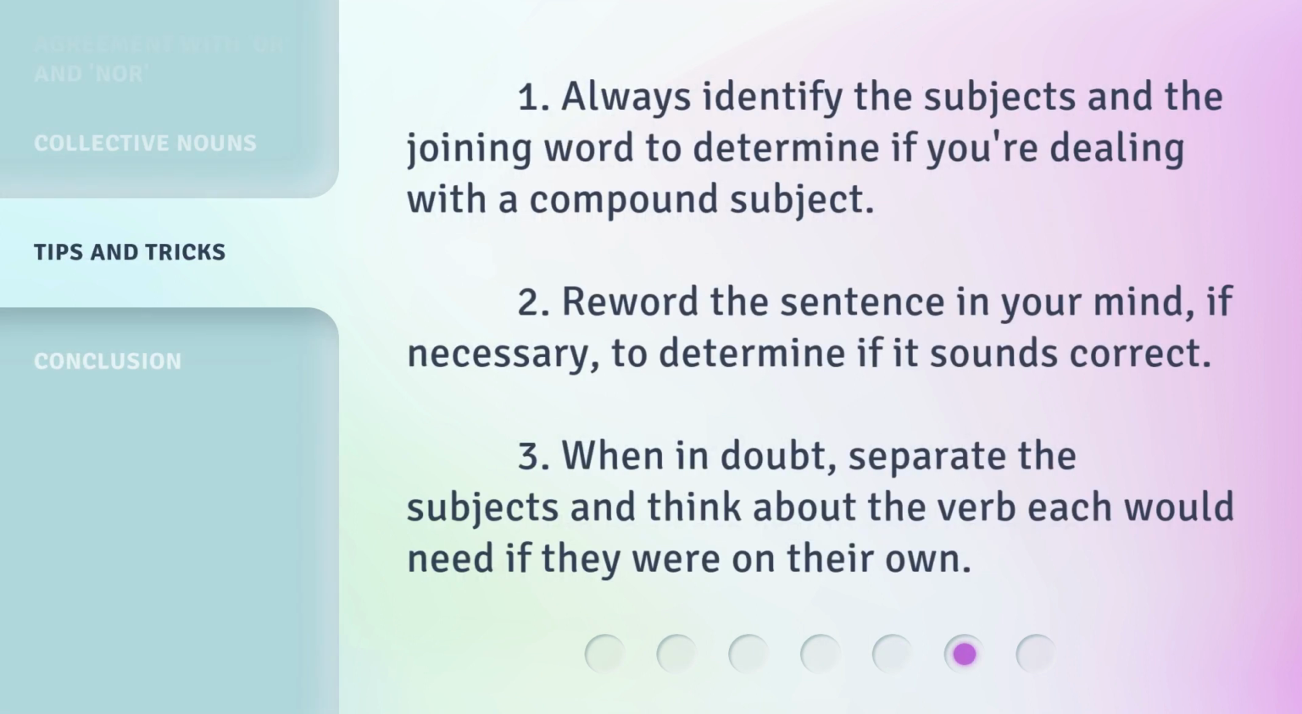1. Always identify the subjects and the joining word to determine if you're dealing with a compound subject. 2. Reword the sentence in your mind, if necessary, to determine if it sounds correct. 3. When in doubt, separate the subjects and think about the verb each would need if they were on their own.